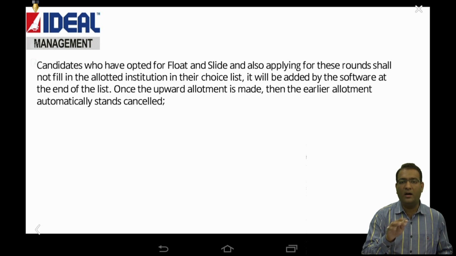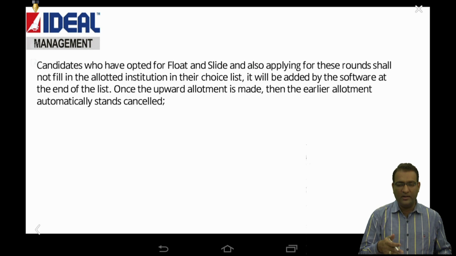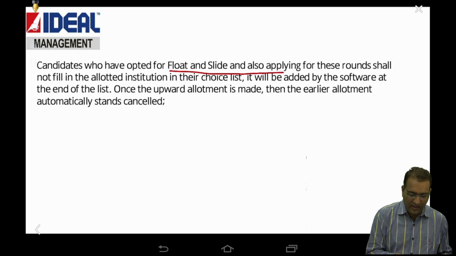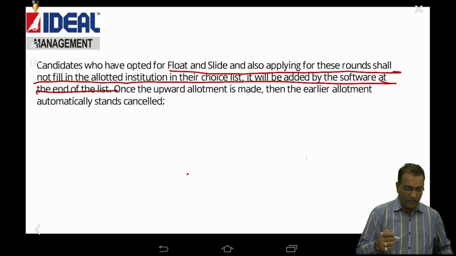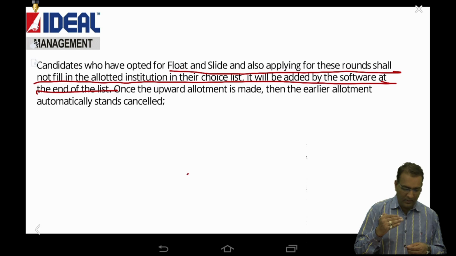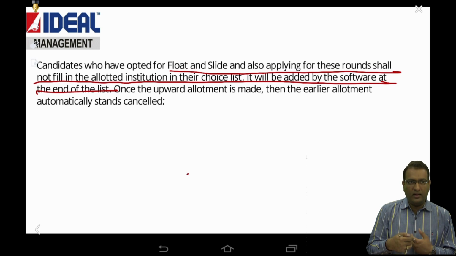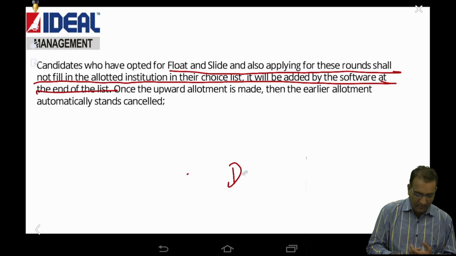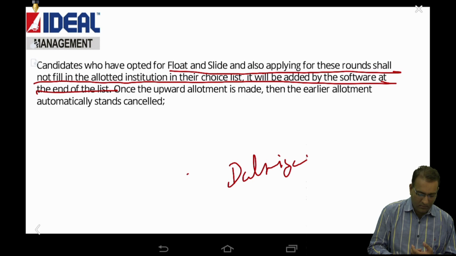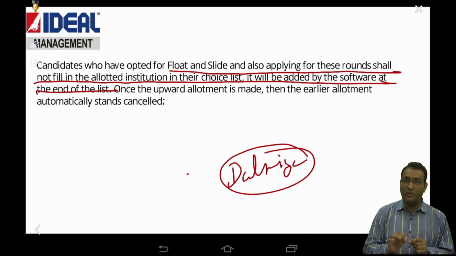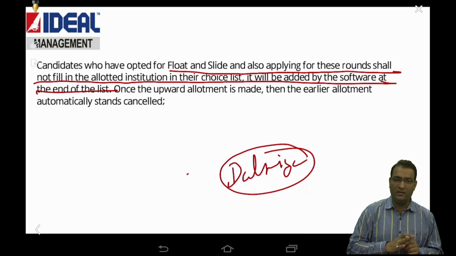Okay, this is again, as I told you, it will come later. Yeah, so it has come now. Candidates who have opted for float or slide option and are also applying for the next rounds, not in the allotted institute of their choice, right? Okay, what it means, let us understand. It means in cap round 1, you have got Dalmia. You have already got Dalmia. I hope you understand this. You have been allotted Dalmia, right?